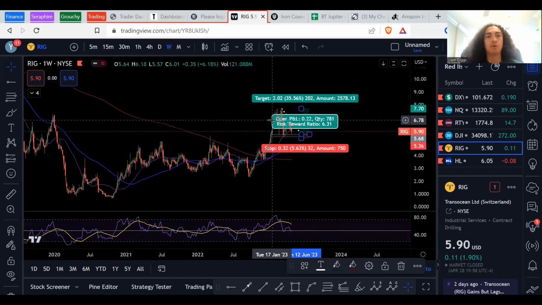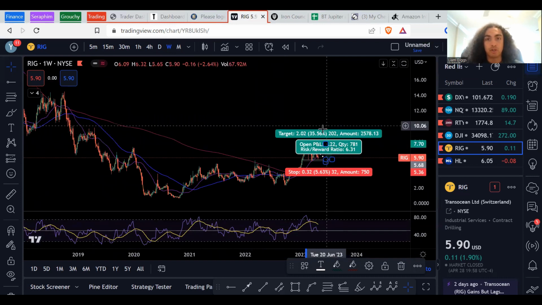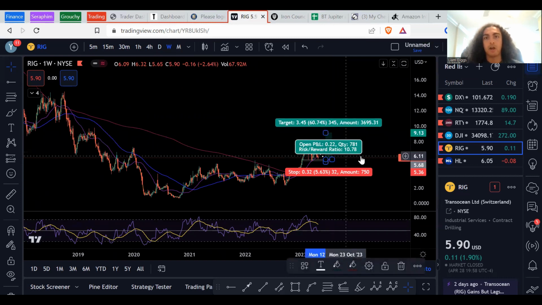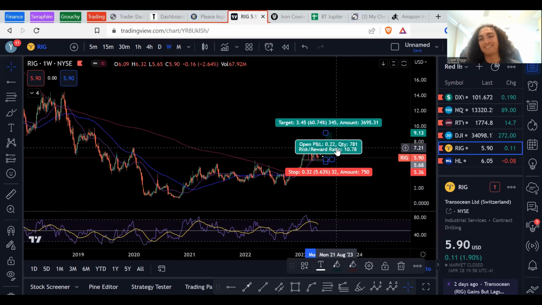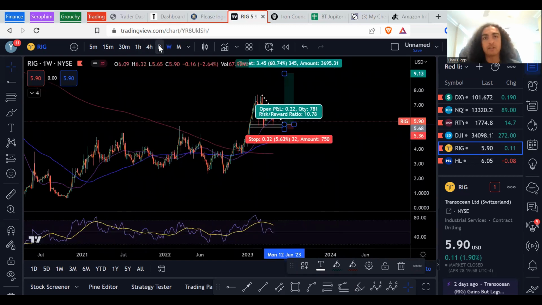If you see an actual breakout here, I think we could see a move back up to, yeah, maybe about $9. If we push this up to $9, then you see that 10.78 risk reward ratio.